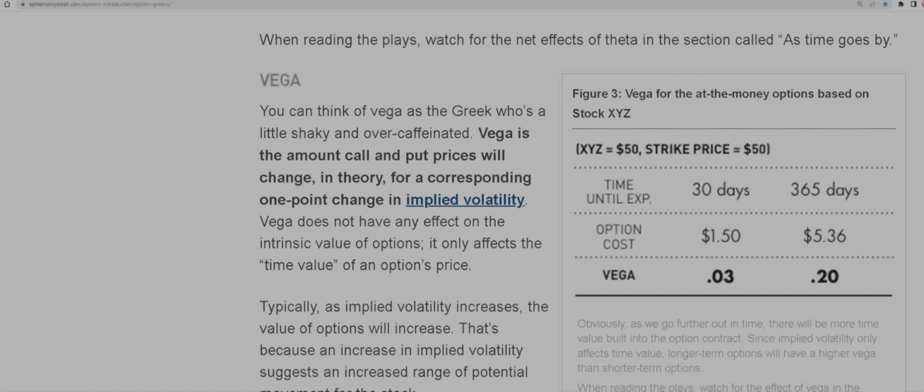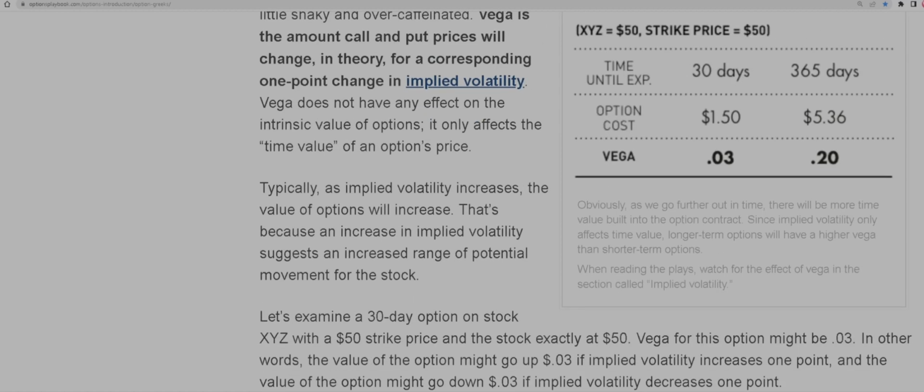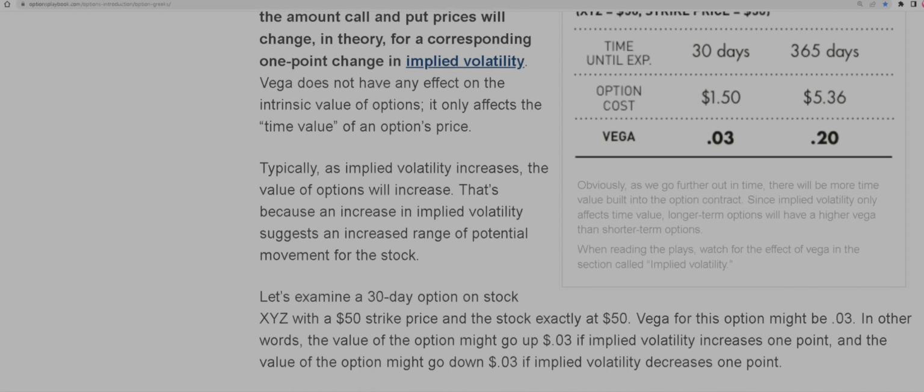Vega does not have any effect on the intrinsic value of an option. It only affects the time value in the option's price. Typically, as the implied volatility increases, the value of the option will increase. That's because an increase in implied volatility suggests an increased range of potential movement for the stock.